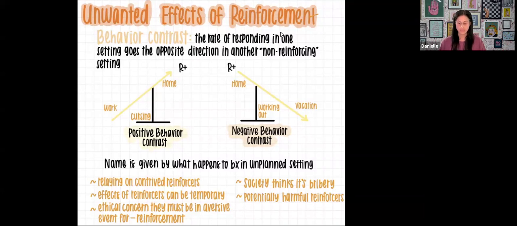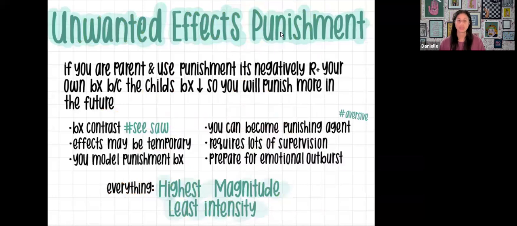So let's swipe it over to unwanted effects of punishment. Now, when you think about your unwanted effects of punishment, punishment is used to decrease a behavior, but we have to be mindful of using a punisher. Because again, we also see behavior contrast. So if we punish in one setting and not in the other, we're going to see a decrease in that behavior in that setting and an increase in the behavior in the other. The effects of punishment may be temporary. Again, punishment doesn't teach anything. It's just decreasing a behavior.